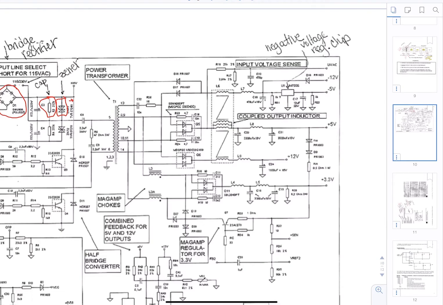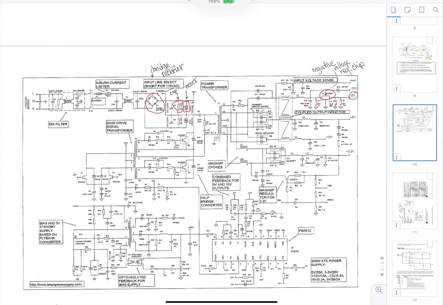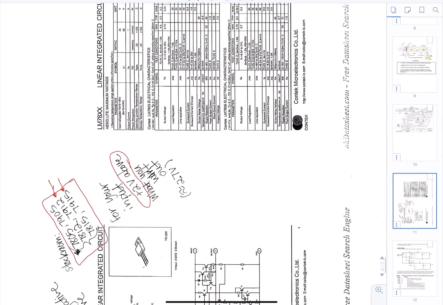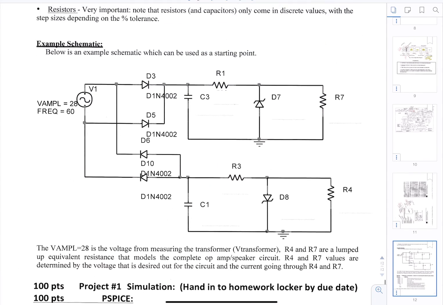And then over here, it uses a negative voltage regulator chip to give you the negative 5 out. And you have on there this capacitor, and then your resistors. So this is just an example to show you how complicated it can get. But you can start off with a very simple design, and I've already shown you an example schematic that you can start with. I went through how you can design the capacitors.